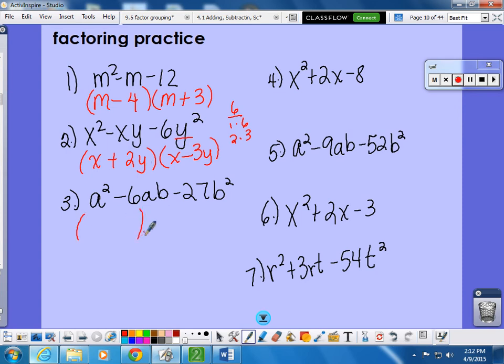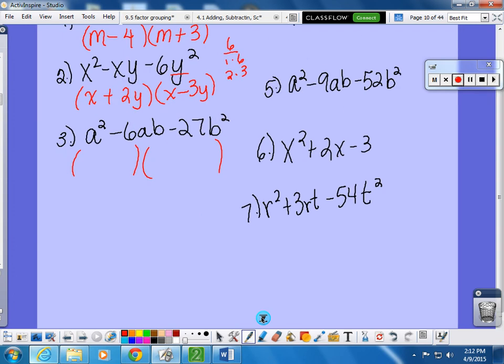Number 3. Alright, I need factors of 27. 1 and 27, 3 and 9. And I need to subtract those factors of 27 to give me 6. So it would be a plus 3B and a minus 9B, because negative 9ab and positive 3ab is negative 6ab.